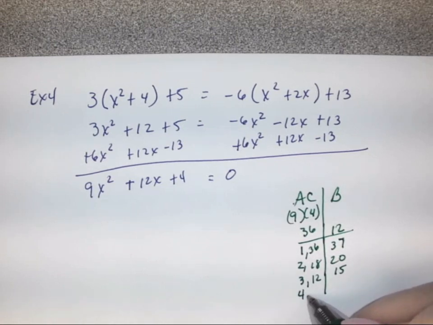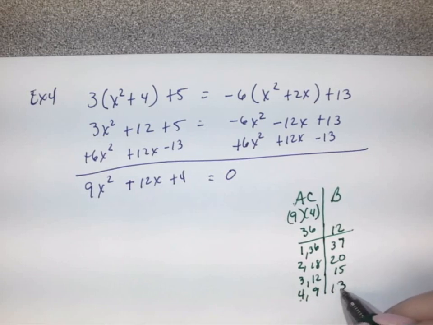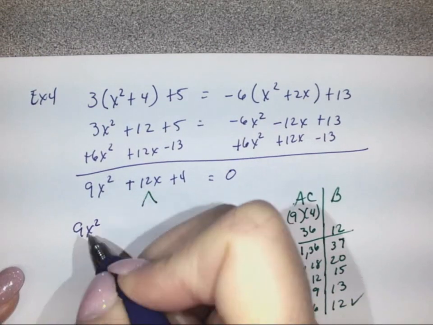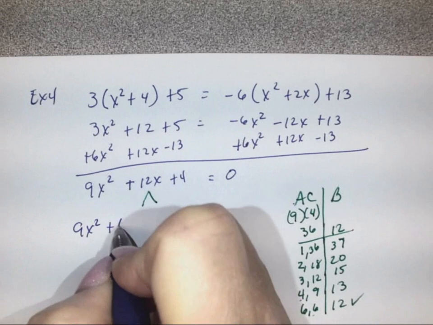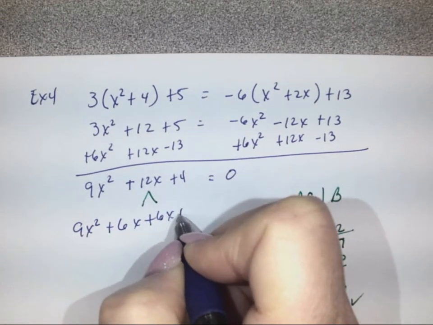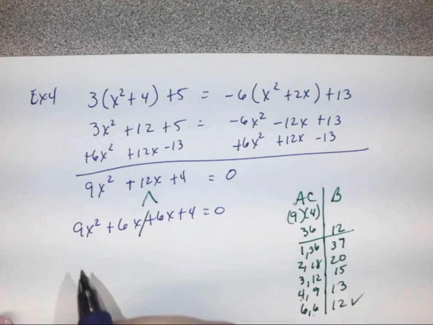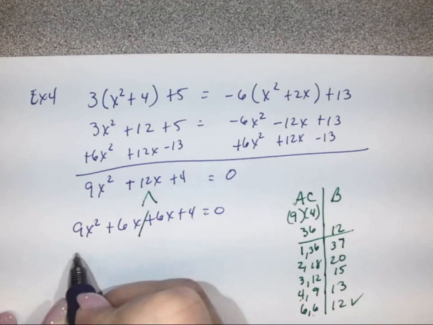4 times 9 is 36. When I add, I get to 13. 5 won't go in there. 6 does. 6 times 6 is 36. When I add them, I get to 12. All right, so now what we're going to do is rewrite our 12x with our 2 6's. So we will have 9x squared plus 6x plus 6x plus 4 equal to 0. Again, split it in half. Over here we can factor out a 3x.